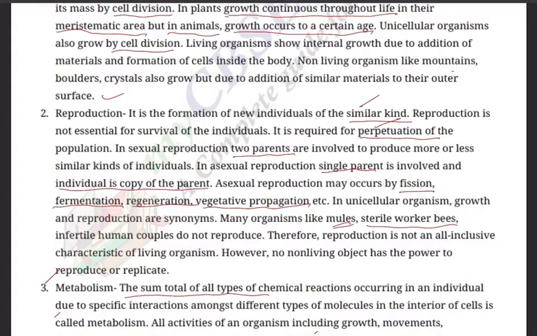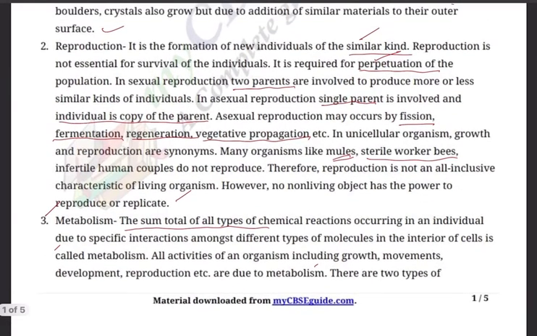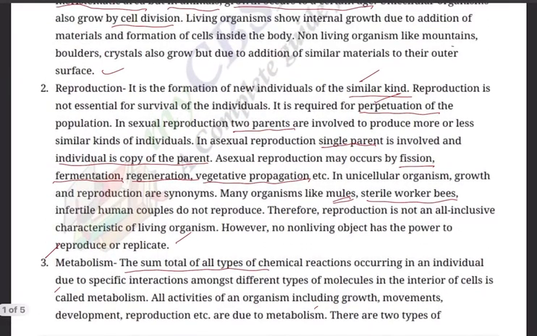Many organisms like mules, sterile worker bees, infertile human couples do not reproduce. So their identity will be over with that generation. Therefore, reproduction is not an all-inclusive characteristic of living organisms. However, no non-living object has the power to reproduce or replicate. And then comes metabolism.